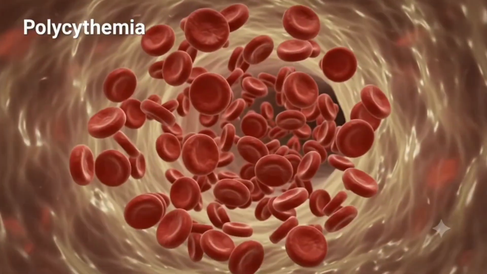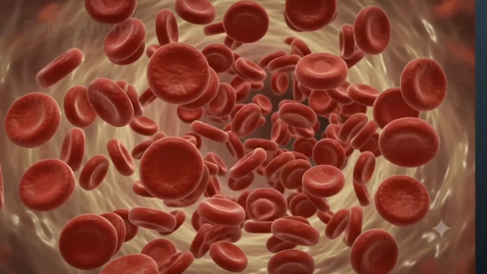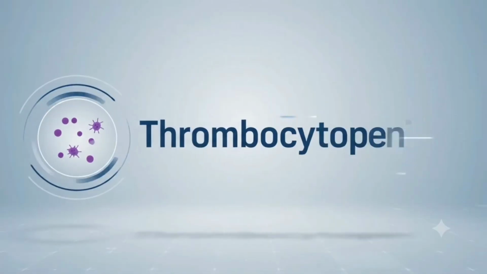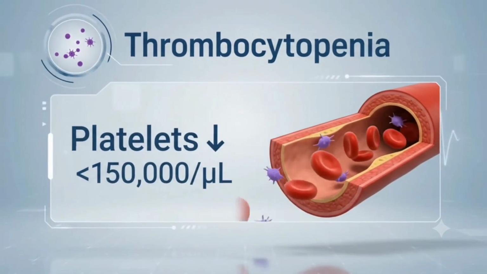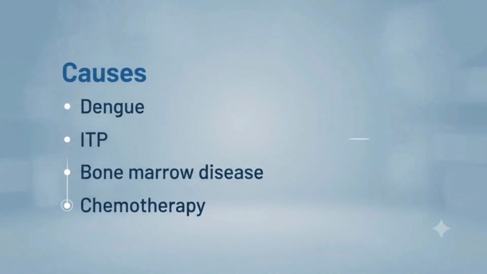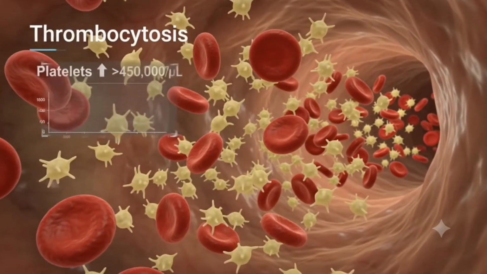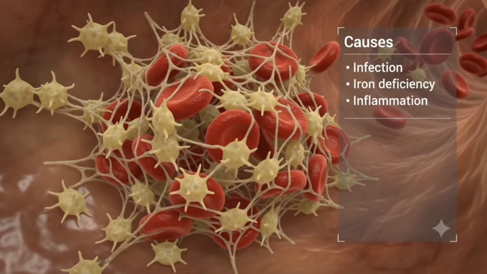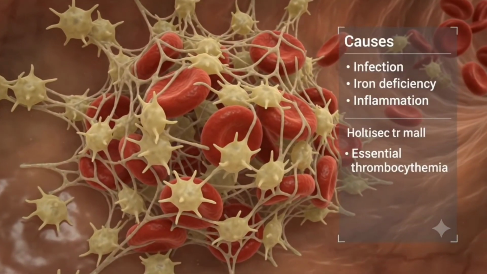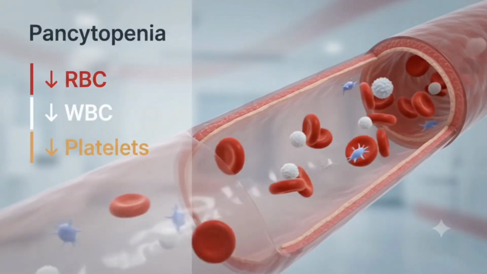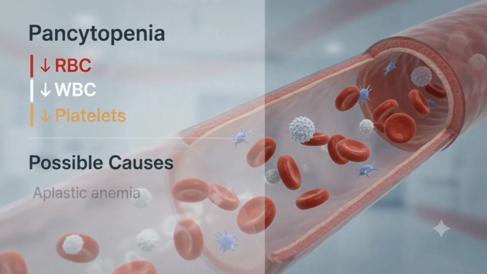Polycythemia means an abnormally high number of red blood cells, making the blood thicker than normal. Thrombocytopenia means a low platelet count, increasing the risk of bruising and bleeding. Thrombocytosis means an abnormally high platelet count, which may increase the risk of blood clots. Pancytopenia means all 3 blood cell types are lower than normal.